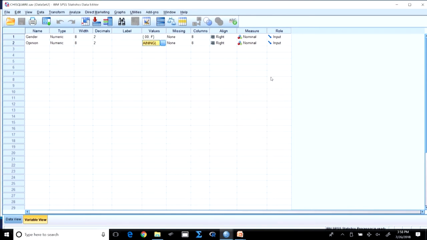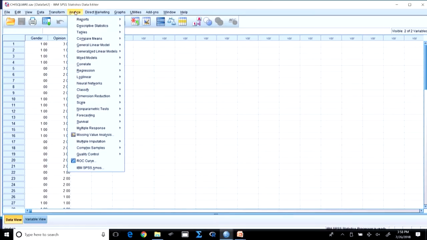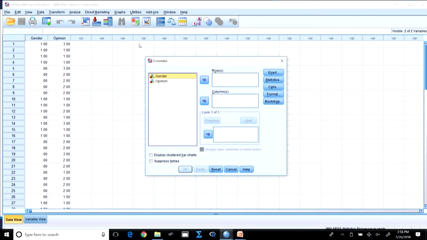Okay. Now, what are we saying? To do a chi-square test, we need to check whether there is an association between opinion and gender. That means, do females and males speak differently, or are they similar, right. To do that, go to Analyze, Descriptive Statistics, and you find Crosstabs, right. When you take Crosstabs, you put these two into the column and row. It does not matter which one you put where.